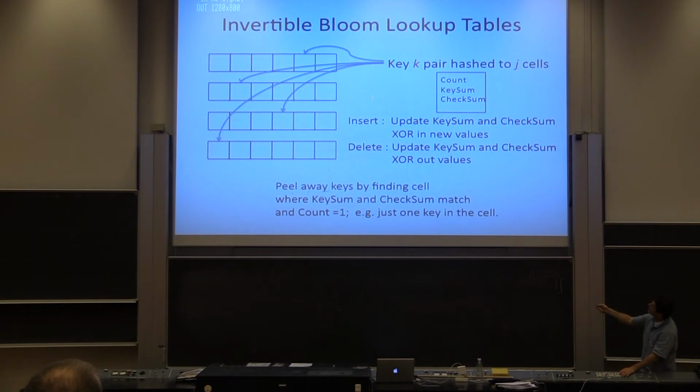Each cell is going to hold a count of the number of things that have hashed there, a key sum, where by summing I mean taking an XOR, and also a checksum. That is, I'll hash each item using some sort of checksum hash, and I'll keep a running sum of those checksums as well, again by using XORs.